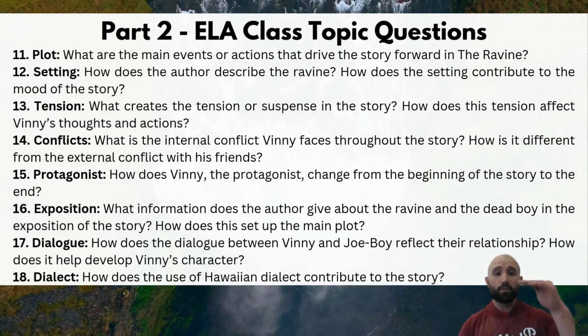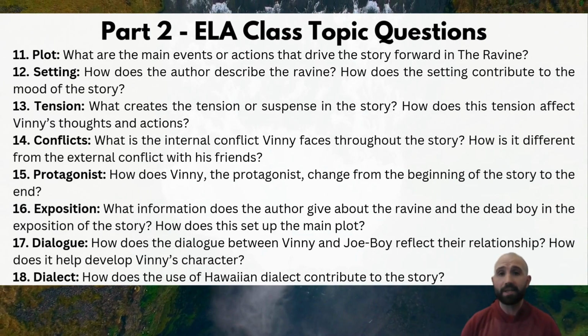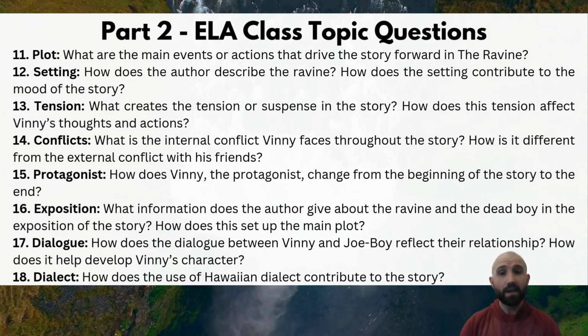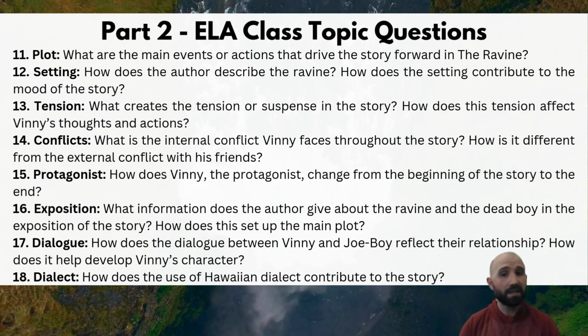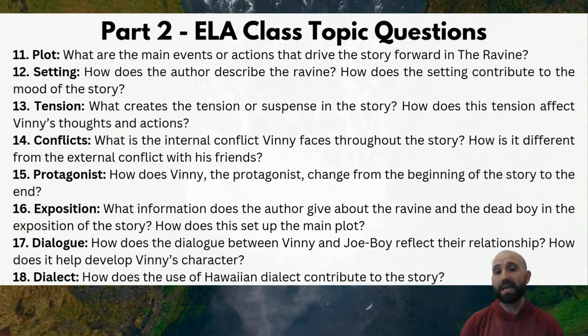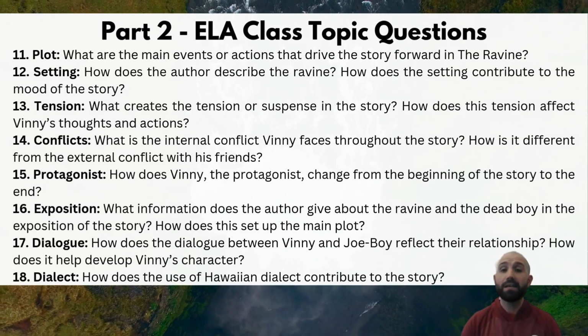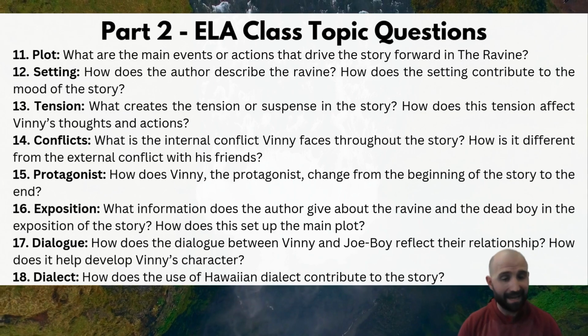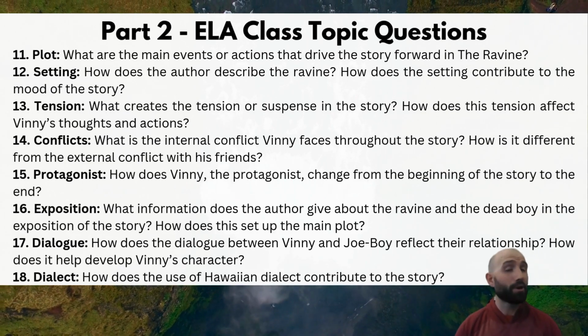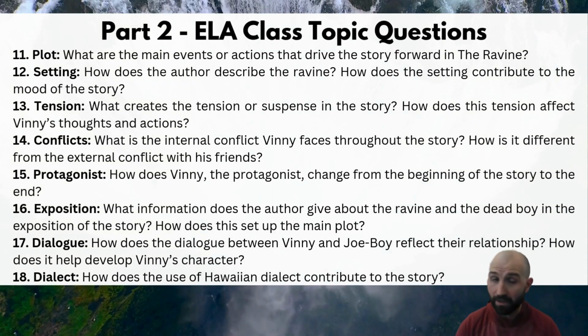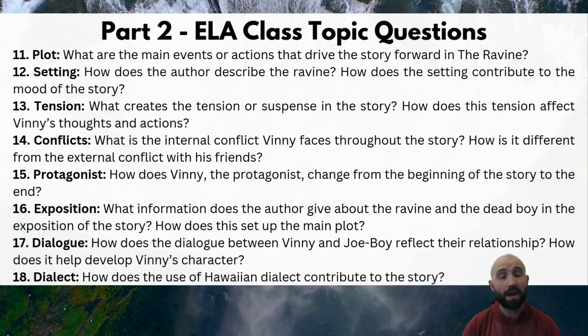I'm not going to read through all of these, but I will tell you 11 is about plot, 12 is about setting, 13 is about tension, 14 is conflicts, 15 is protagonist, 16 is exposition, 17 is dialogue, and 18 is dialect. We've been working on these, and for pretty much every story we ever read, we're going to talk about really all of these throughout the story.